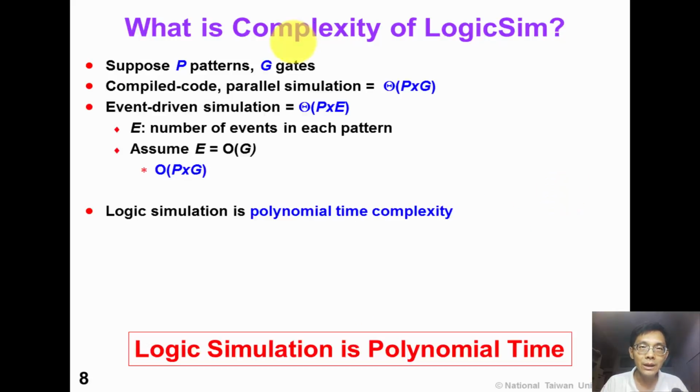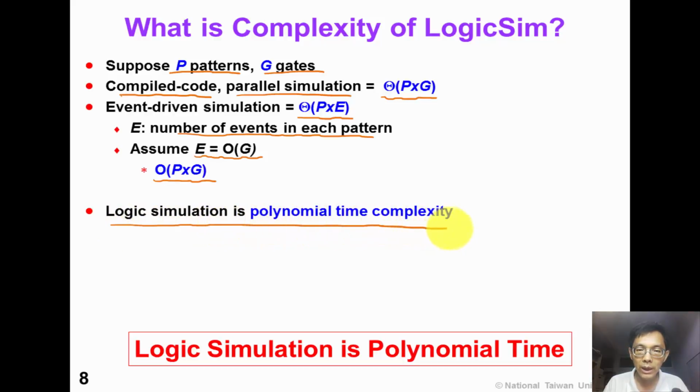In conclusion, what is the complexity of logic simulation? Suppose that there are P patterns and G gates. The compiled code or parallel simulation complexity is theta P times G. For event-driven simulation, it's theta P times E, where E is the number of events for each pattern. If we assume that the number of events is O(G), then again we can have O(P times G) complexity. So this is good news because logic simulation is a polynomial time complexity. So logic simulation is quite a simple task in EDA area.